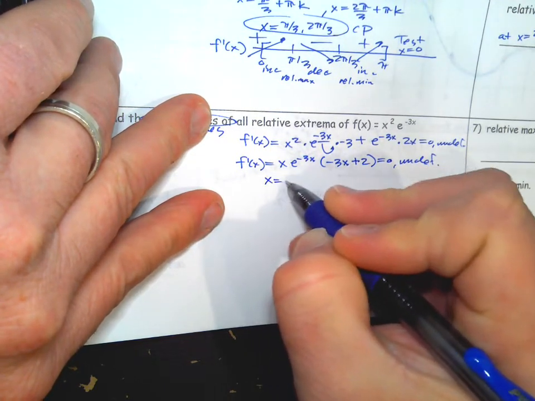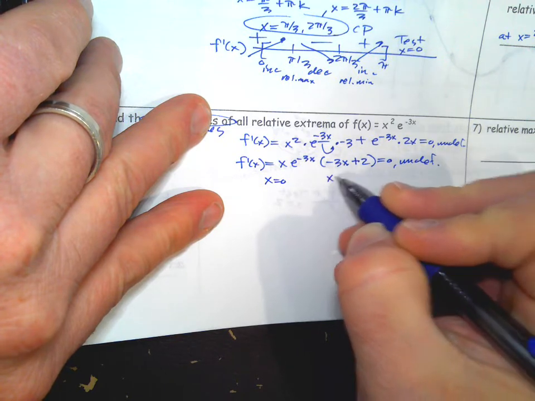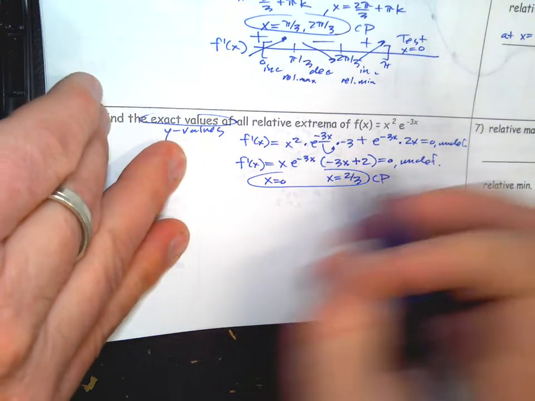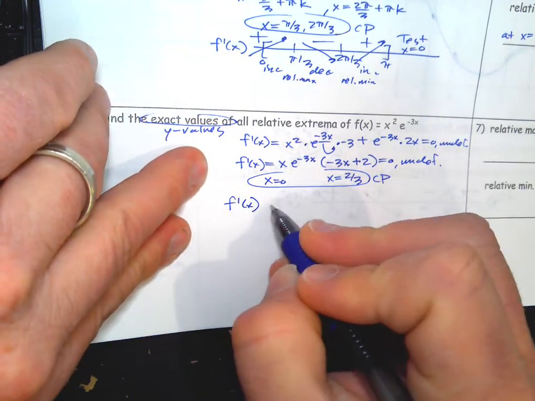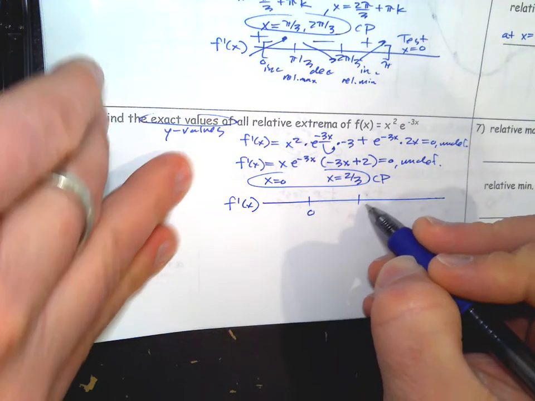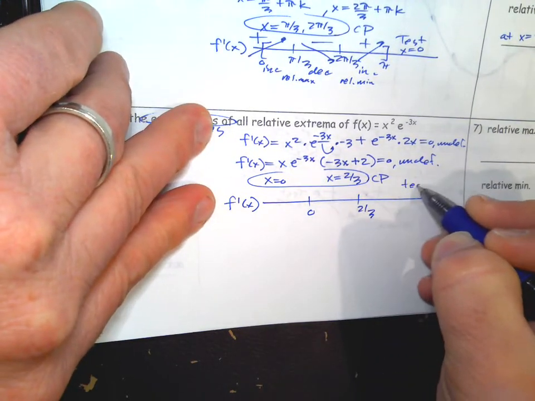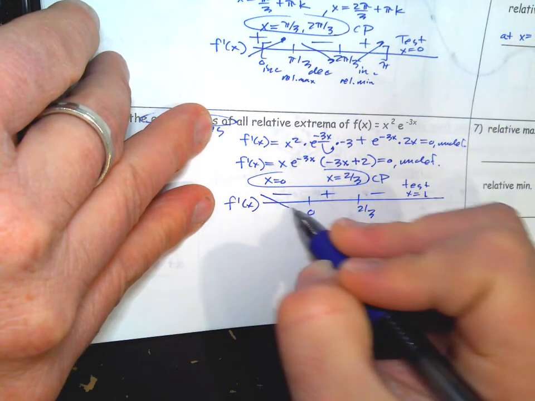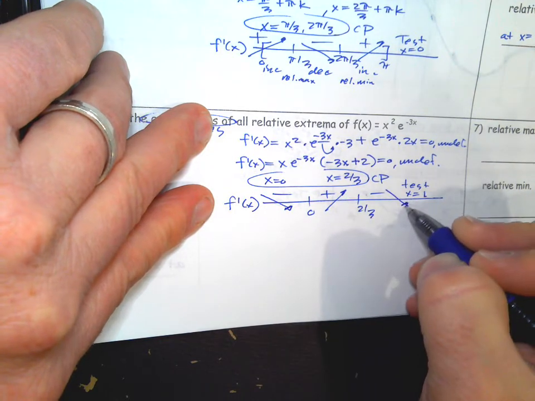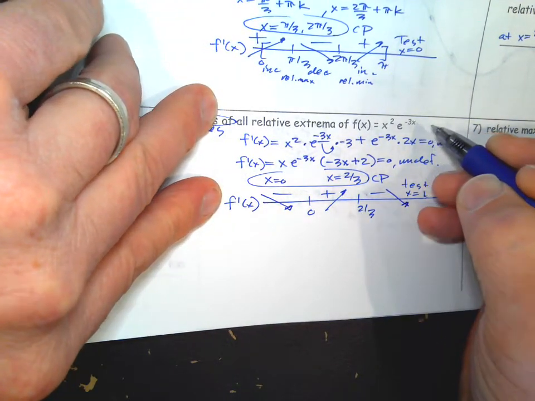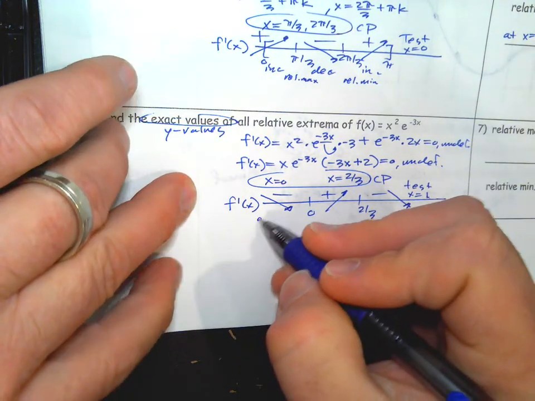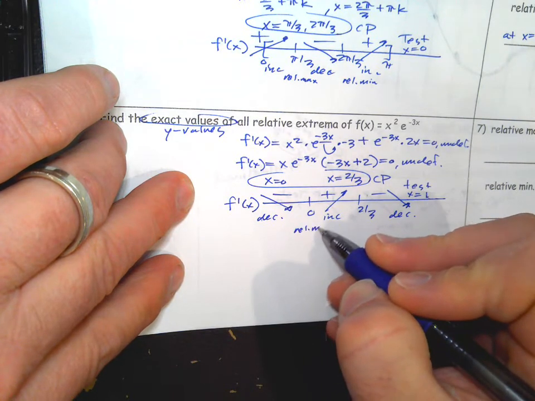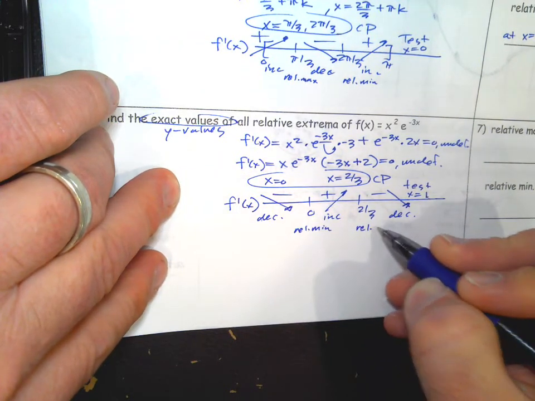So x equals 0 is a critical point. That e to the negative 3x can't be made 0. X equals 2/3 is a critical point. So those are your critical points. We do a line check, label it, put these on here, test a value. X equals 1, negative, positive, negative, decreasing, increasing, decreasing. Now, I forgot, any domain issues here? No, not this time. So this is relative min, this is relative max, but they asked for the exact value.